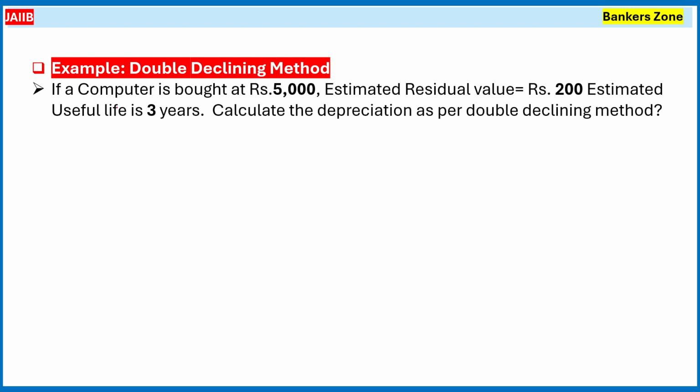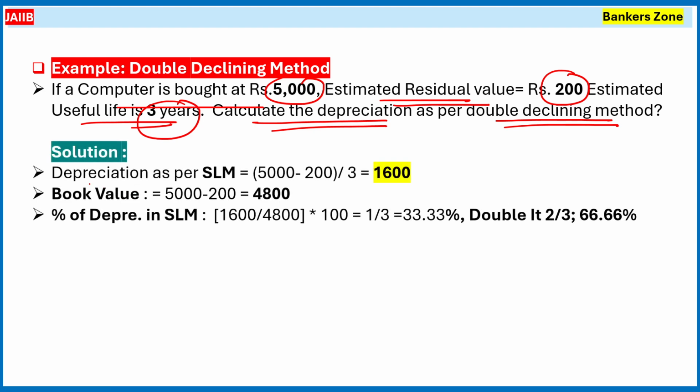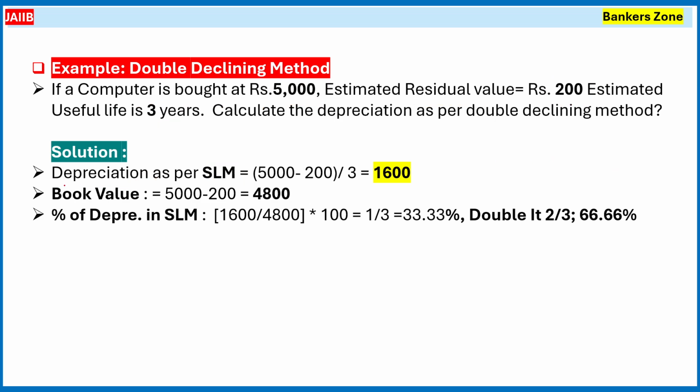See, a computer is purchased for 5,000. The estimated residual value, salvage value, is 200, and the useful life of that computer is 3 years. We have to calculate the depreciation using the double declining method. Now see what is given. As per the straight line method, what will be the depreciation? Simply 5,000 minus 200 upon the number of years 3. So it will be 4800 upon 3, which is 1600. 1600 will be the depreciation as per the straight line method. So what will be the book value or the depreciable amount? 5,000 purchase price minus your salvage value.